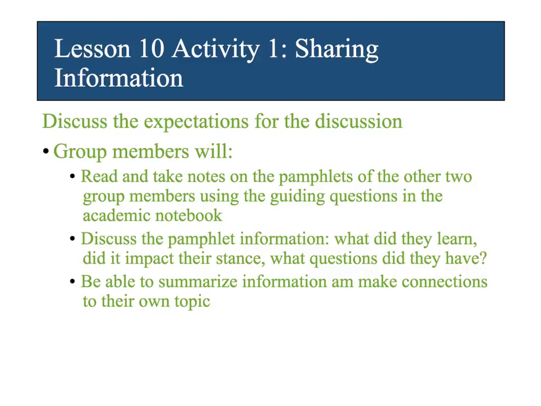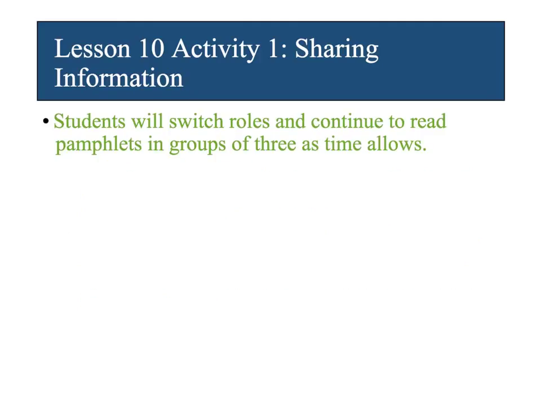So as they have a discussion, they need to think about all this information. And students will switch roles and continue to read the pamphlets in groups of 3 as time allows. So typically you can get through at least 2 iterations, 2 small groups, and sometimes 3 small groups within 1 class period. So that is lesson 10 in a nutshell.